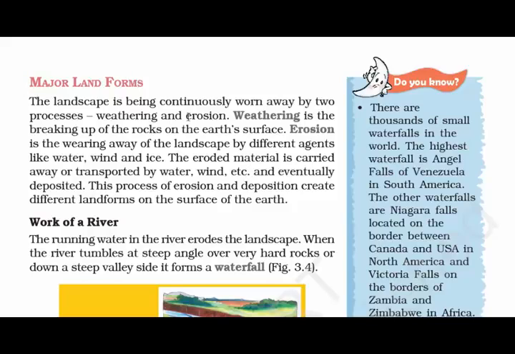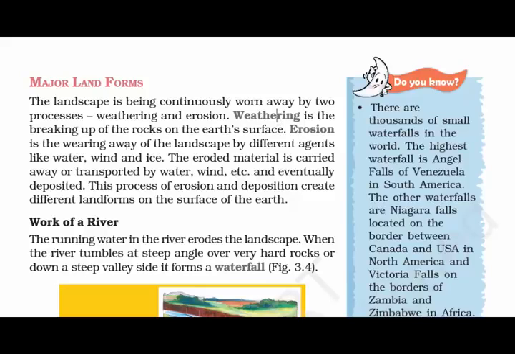The landscape is being continuously worn away by two processes, weathering and erosion. So the definition of weathering is breaking up of the rocks on the Earth's surface. By the word weathering you can figure out that it has something to do with the change of weather. A piece of rock doesn't stay the same after a few years. Continuous change of weather acts upon it as an agent which breaks it down.